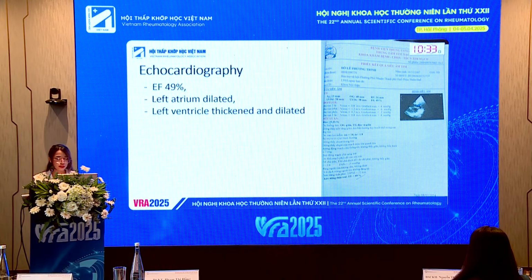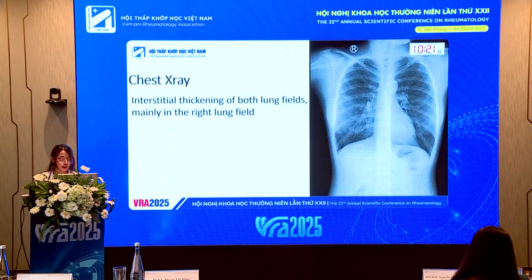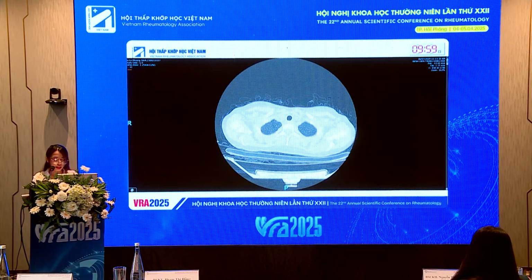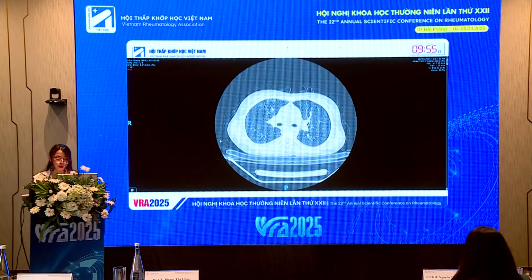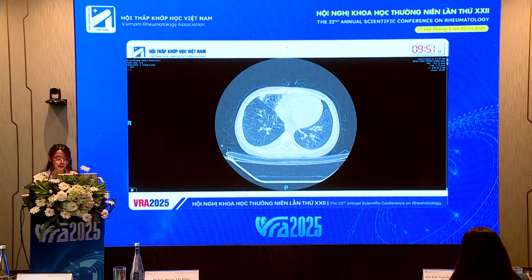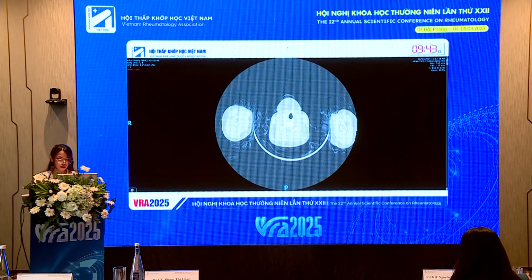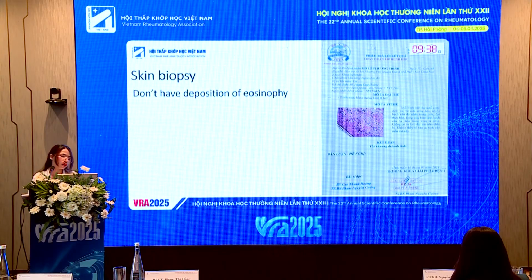Echocardiography found heart failure with reduced ejection fraction, with an ejection fraction of 49%, left atrium dilated, and left ventricle thickened and dilated. Chest X-ray showed interstitial thickening of both lung fields, mainly in the right lung field. Chest CT showed pneumonia, bilateral infiltrates, bilateral interlobular septal thickening, bilateral pleural effusion, and pericardial effusion. In the skin biopsy, we did not see deposition of eosinophils.